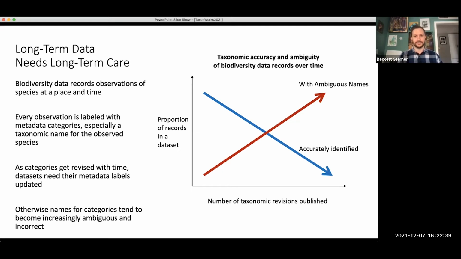And so if you think about it, you have a data set at a particular time, and let's say it's the best, most awesome and cleanest and most curated data set ever. If you then just leave it, as time progresses, it's going to decay inevitably in terms of the precision of the labels for that data and how accurately the data are labeled as the underlying categories change, right? The species are revised, people change their metadata categories and definitions and so forth. And so without long-term care, any data is going to increase in ambiguity and decrease in the proportion of records that are accurately identified according to the current reference standards for categories.